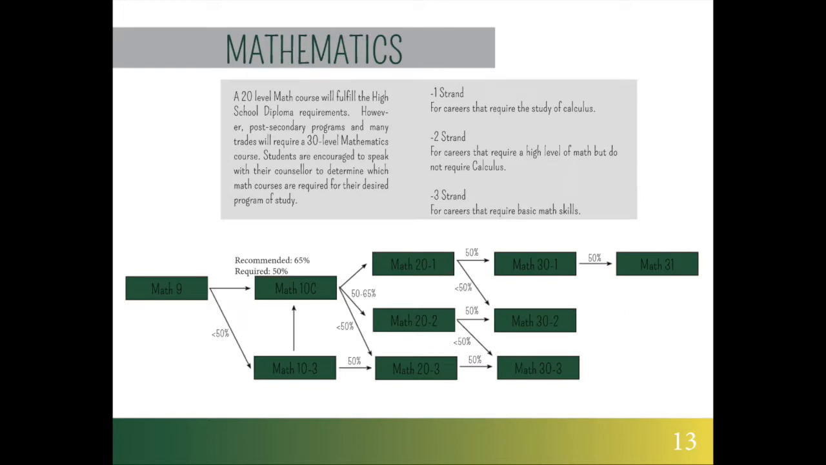When choosing a math course for grade 11, you have 3 options: Math 20-1, Math 20-2, and Math 20-3. For students who are currently in Math 10C, it is recommended that you have at least a 65% in order to enroll in Math 20-1. If you have between 50 and 65%, it is recommended that you enroll in Math 20-2. And if you are currently under 50% in Math 10C, it is recommended that you select Math 20-3. If you are currently in Math 10-3 and you are passing, you will be placed in Math 20-3.